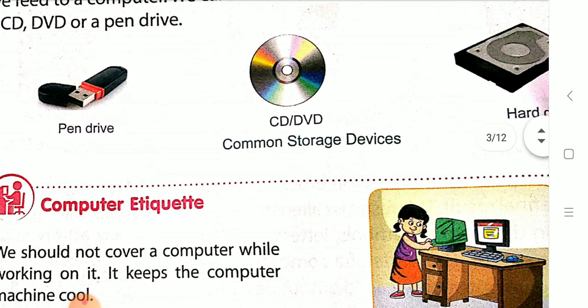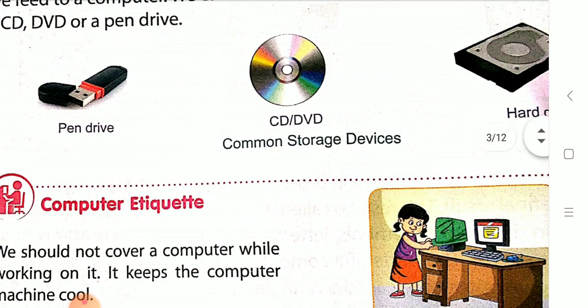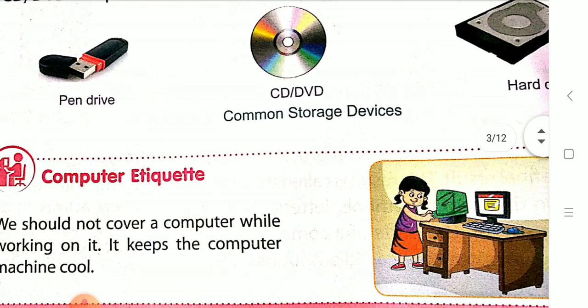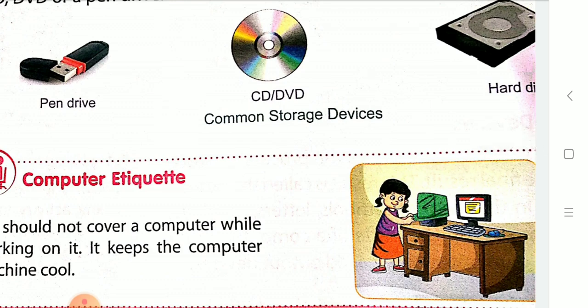First, you can all see these pictures. This is a pen drive. The second one is a CD and DVD storage device, and the third one is a hard disk. If you store any record in your pen drive, anytime you can easily watch it. If you have some material you can make a CD, and after 4 days if you want to watch your material, you can easily watch it with the use of a CD. Then the hard disk. A hard disk is an external storage device. All the data and records in your computer are stored on your hard disk.